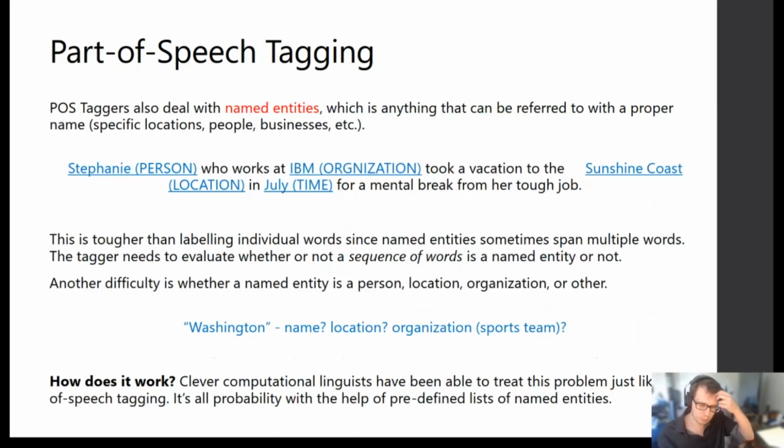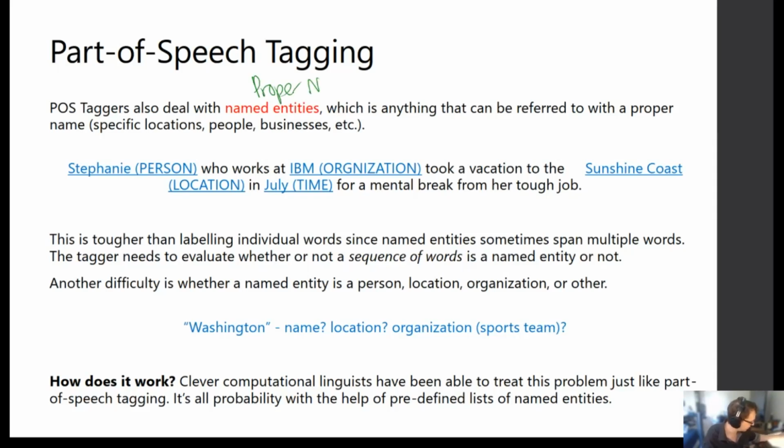Now, there's one step above this that's a little bit more difficult for computers, but it's the same idea. It's called named entity recognition. So what's a named entity? It's just something that's like a proper name. So people's names, business names, location names, time names.